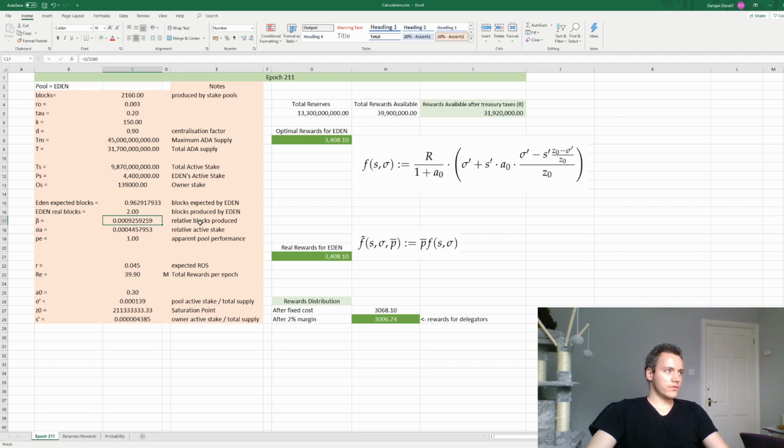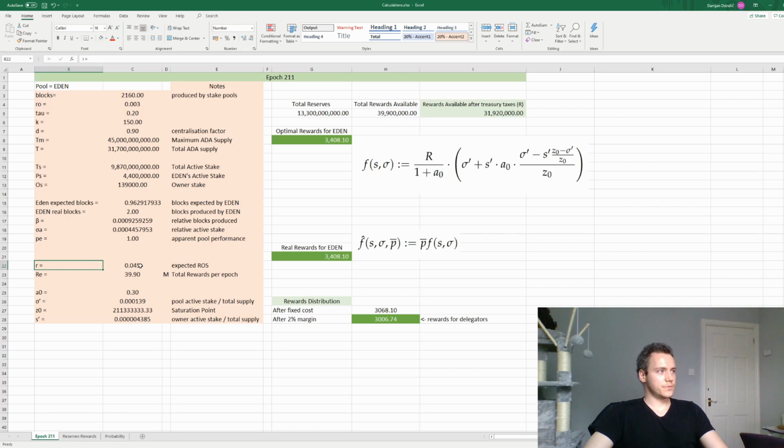Beta is the relative blocks produced. So I put 2 here, but actually I can make it dynamic. So it's the number of my own blocks produced by Eden divided by the total number of blocks produced by stake pools. Then the relative active stake of the stake pool, as we mentioned, apparent pool performance. Now I put an if statement here, so if the parameter is less than 0.8, then we will calculate this using these two numbers, and if it's not, then it's set to 1 automatically.